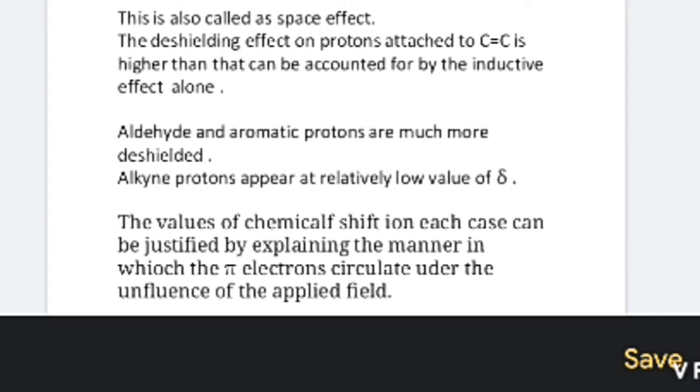Alkyne protons appear at relatively low value of delta. What kind of protons appear at low value? Alkyne protons appear at relatively low value. The values of chemical shift in each case can be justified by explaining the manner in which the pi electrons circulate under the influence of the applied field.